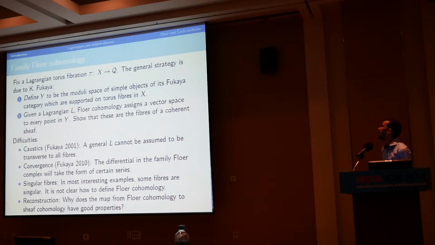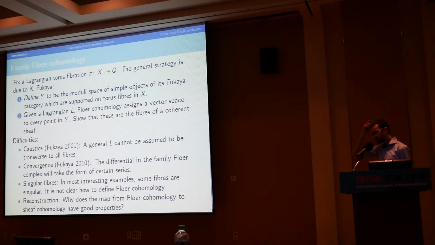So now, what is family Floer cohomology about? We need one additional piece of information. It's not enough to have the symplectic manifold. We need this Lagrangian torus fibration. Lagrangian is just the property that the symplectic form vanishes and that the fibers have dimension equal to half of the real dimension of X.